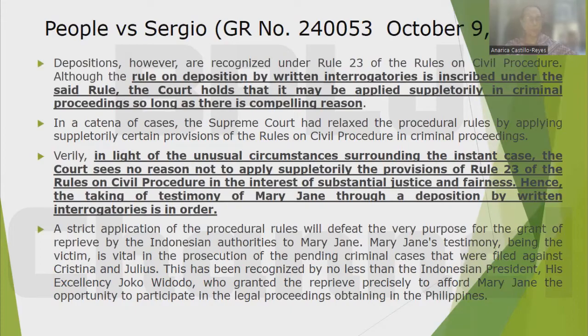This is a seminal case because in this case, the Supreme Court categorically declared that although in criminal cases it is the revised rules of criminal procedure that shall have primary application, in cases where there is no applicable rule in criminal procedure, resort may be had to the rules on civil procedure. So this is a case involving Mary Jane Veloso, the overseas Filipino worker who was sentenced to death in Malaysia.